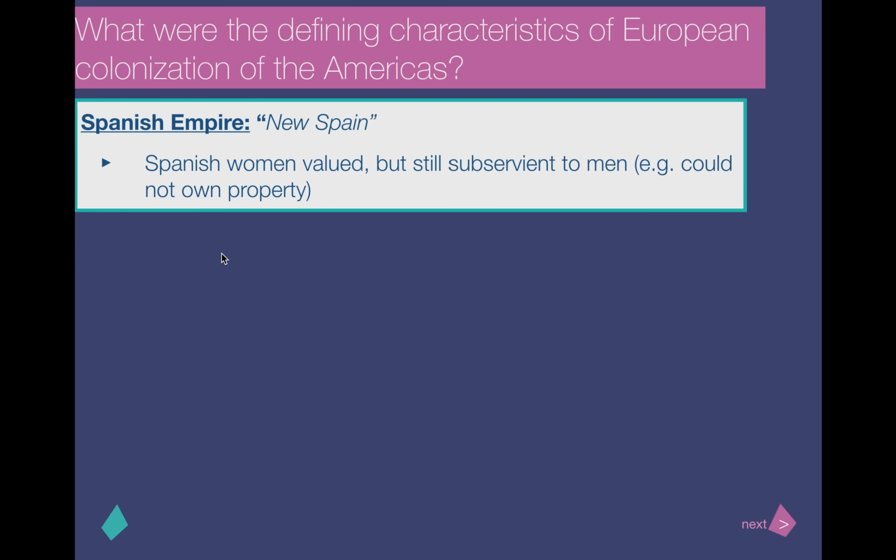Just touching base again on the role of women, the Spanish women here were valued because of this belief in social superiority based upon their race, but they're still treated as subservient to men. They would not be able to own property, even the Spanish women, which again is a shift because the Maya and the Aztec and the Inca had these systems of gender complementary roles, and so that really violates that.